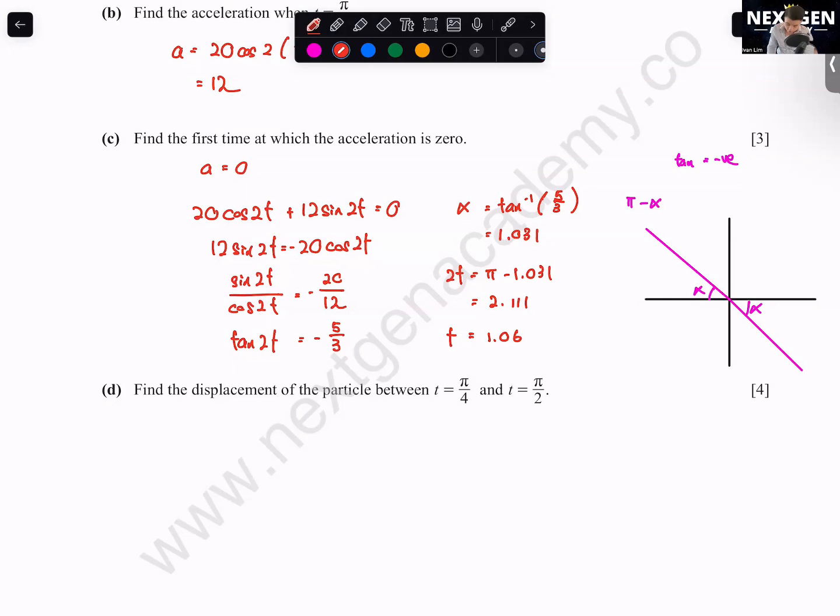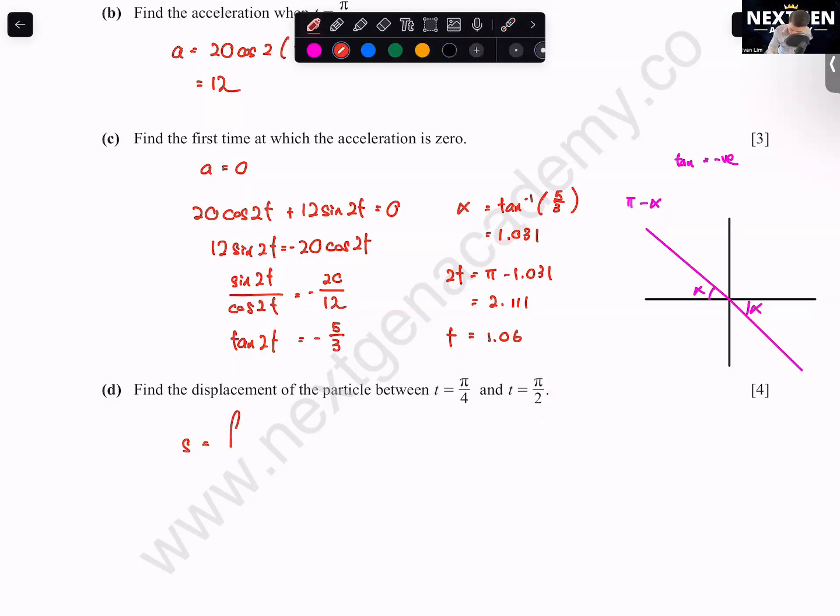Question D. Find the displacement of the particle between pi over 4 and pi over 2. 4-mark question. How to find displacement? We got V, we got A. So we need to integrate it. Yes, you do a definite integral because we want to find from pi over 4 to pi over 2. Don't go and do an indefinite integral, then substitute inside and find your C. That one makes your life hard. Straight away use a definite integral.